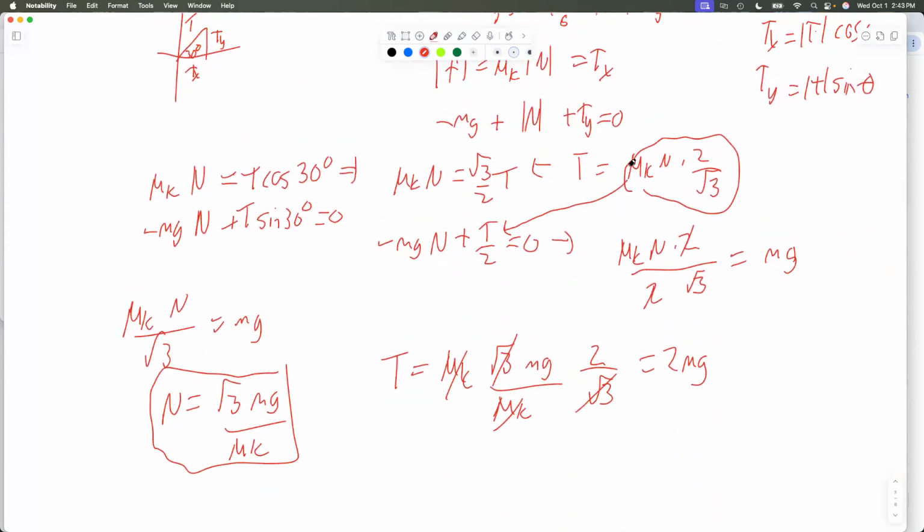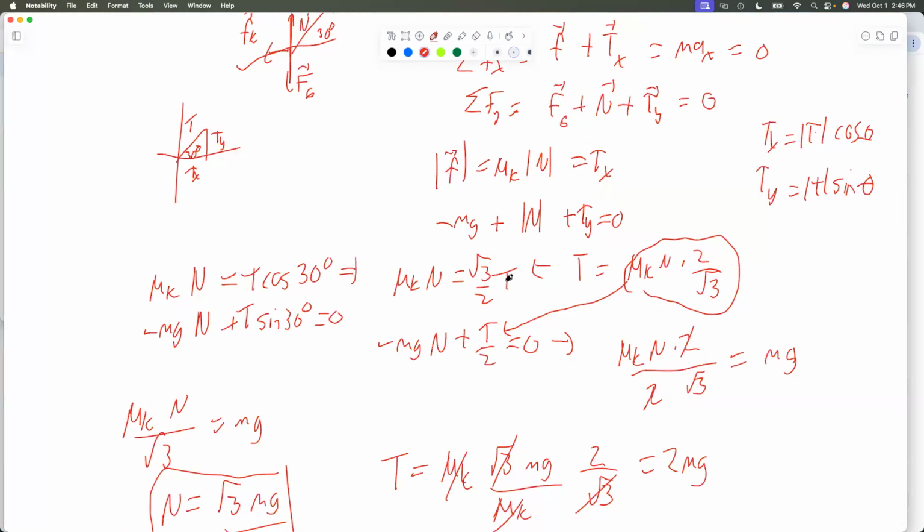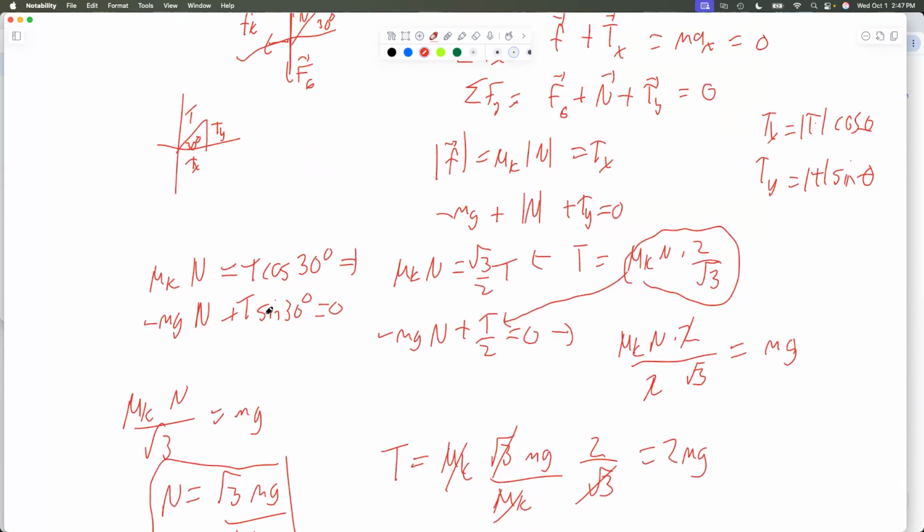I'm really surprised that mu k divided out. Hold on, let me make sure I haven't made a mistake here before I go any further. Yeah, that answer didn't make any sense, and it's right here. When I was solving the system of equations, I forgot to write down that plus sign right there. So we need to go all the way back.